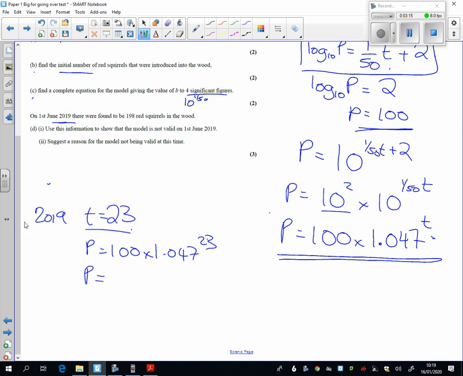That gives me that P should be 288.4 of a red squirrel. Don't know what 0.4 of a red squirrel is. But this does not equal 198. So therefore not valid. In fact, it's a very long way out, isn't it, by then?